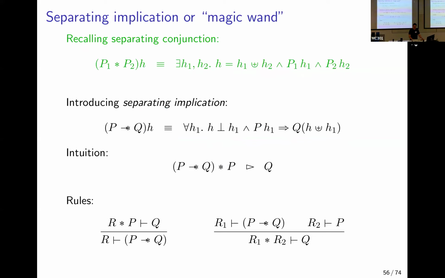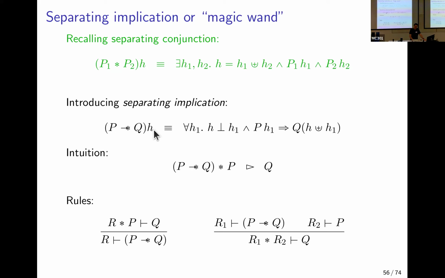All right, so magic wand. Recall the separating conjunction: P1 star P2 is satisfied by H if you can split H into two disjoint things that satisfy each of the P's. So if you have instead P implies, in a separated way, Q, it is harder to read.